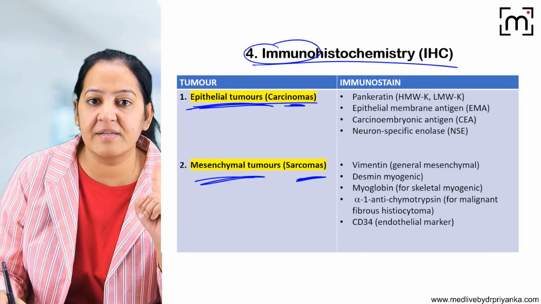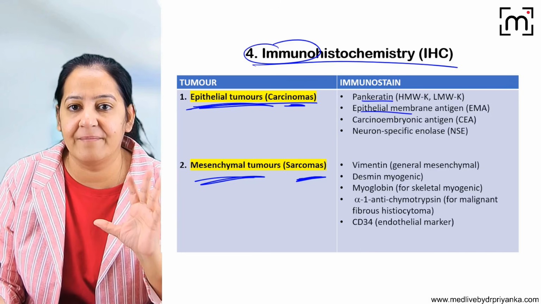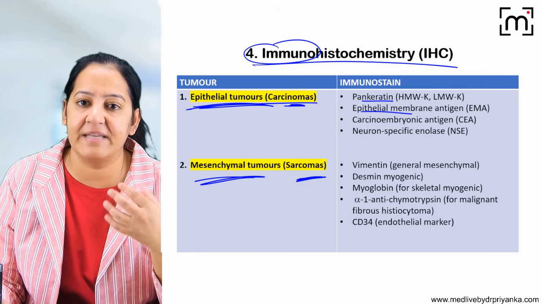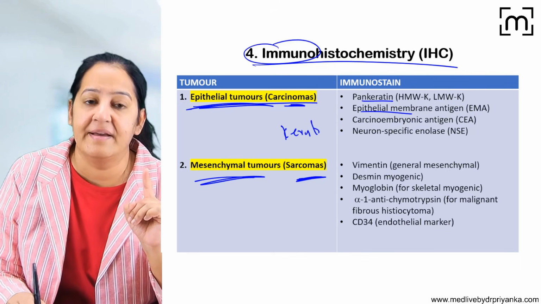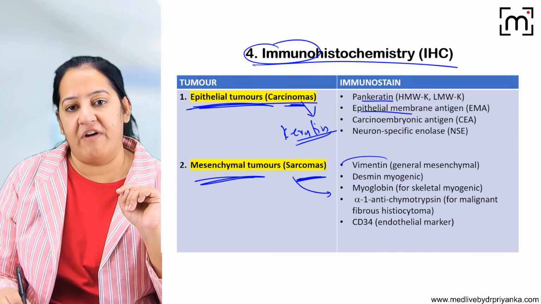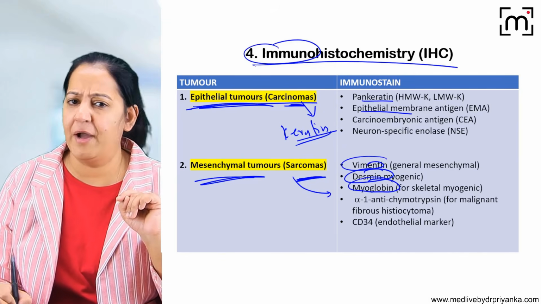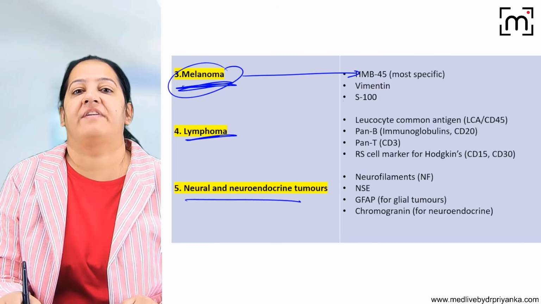So epithelial markers are keratin, pankeratin, CKs, CK7, CK20. So keratin is a marker of epithelial tumors. Mesenchymal tumors have markers of vimentin, desmin and myoglobin. These are important, you have to learn. Melanotic markers are HMB45 and S100.